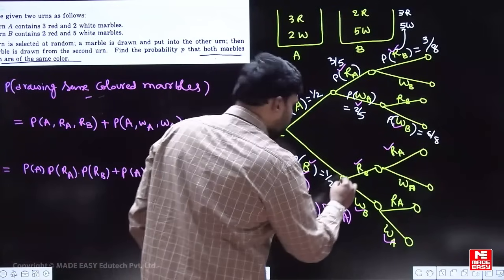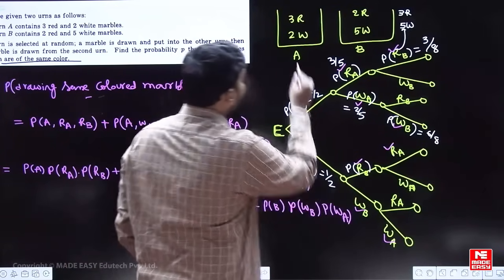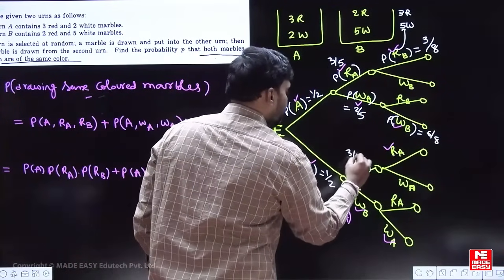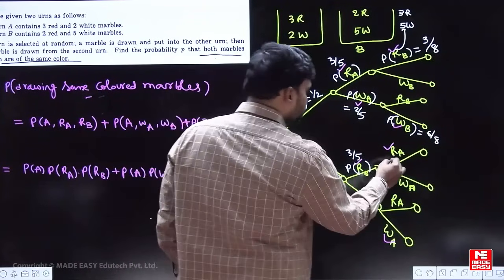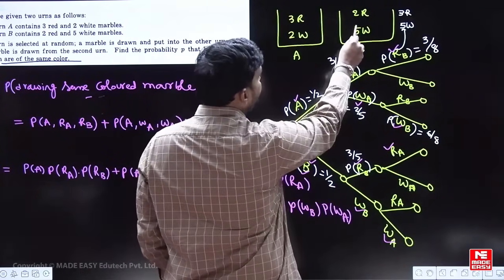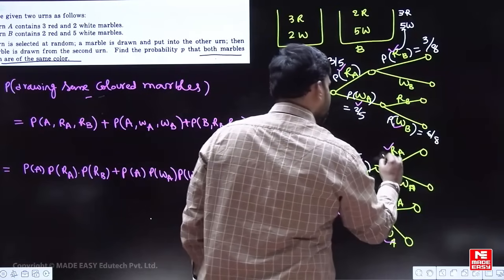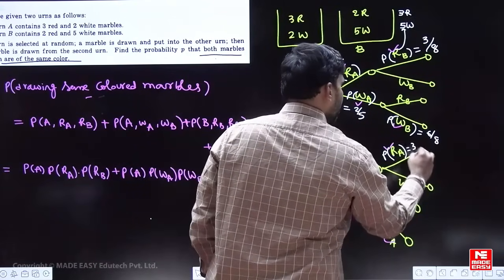Now coming to this. So probability of red ball from this is here 3 by 5. 3 by 5 here. Okay. And now coming to this one. So one red ball is kept here. It is 3 by 8. Right? So here it is 3 by 8 here.